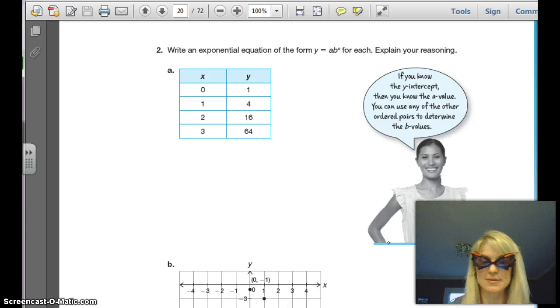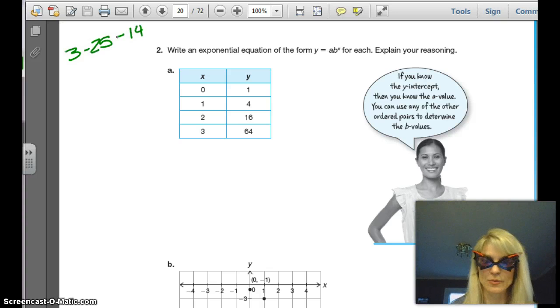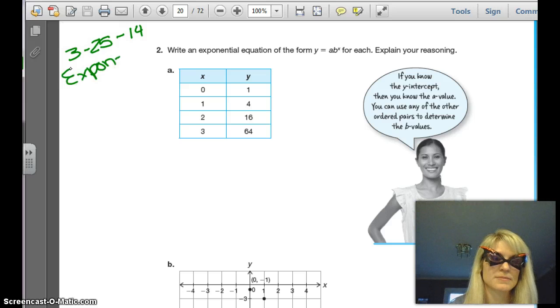So today is Tuesday the 25th, so we're going to title our notes 3-25-14. I can't believe we're on the 25th already. And this is going to be on exponential equations.